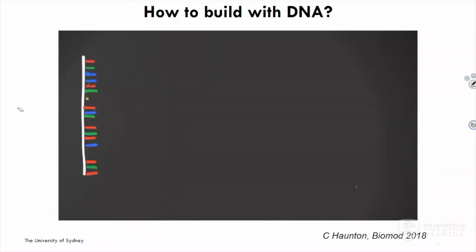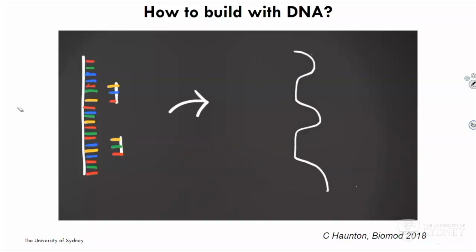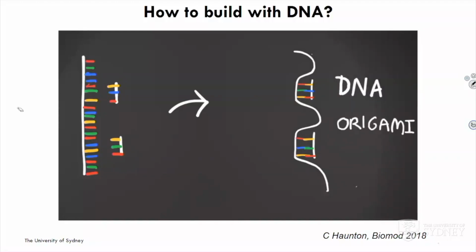Let's imagine you have a long single strand of DNA. Now, you create short fragments of DNA that are complementary to small portions of your strand. These short fragments are called staples. When a staple bonds to its complementary region, the strand is forced to fold around it. If you repeat that process in many places along your strand of DNA, you start to generate complicated folded shapes. When DNA is folded like this, it's called DNA origami.